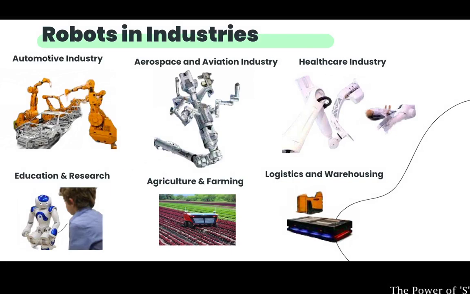Robotics industry. So I just told you the 6 industries, but these are images there. We can see automotive industry, so like assembling cars and everything. Aerospace, so yeah, in the space, taking photos. Healthcare, just assisting doctors.